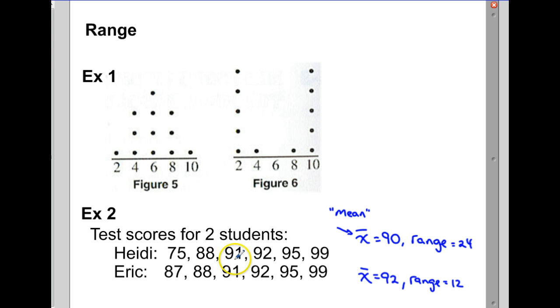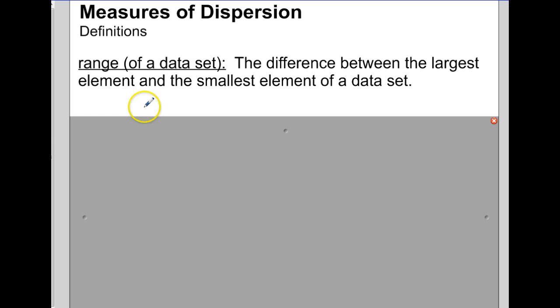But now I want you to look carefully at those numbers. Those numbers are exactly the same. She just had one low score compared to Eric's. So again, range is not the best tool to measure how spread out the data are, because it's very affected by an outlier, a low number like this, an extreme value. Okay? So let's formalize this a little bit. Why don't you grab some notebook paper and write down some definitions of range. This is the difference between the largest element and the smallest element.